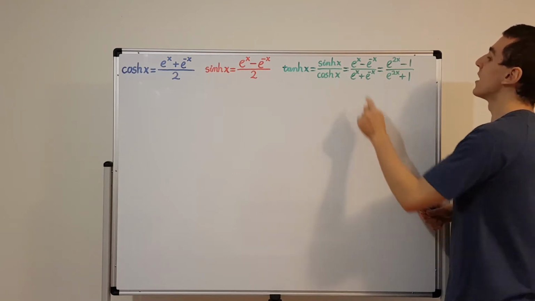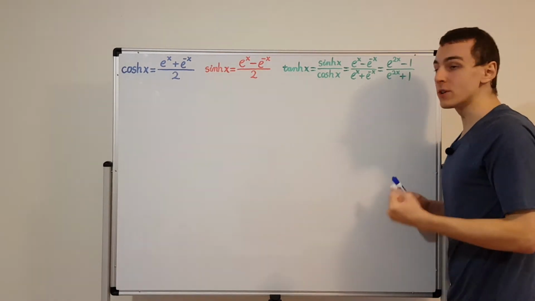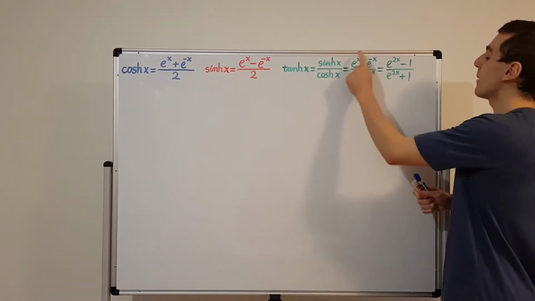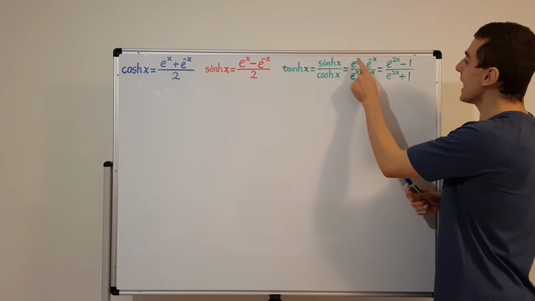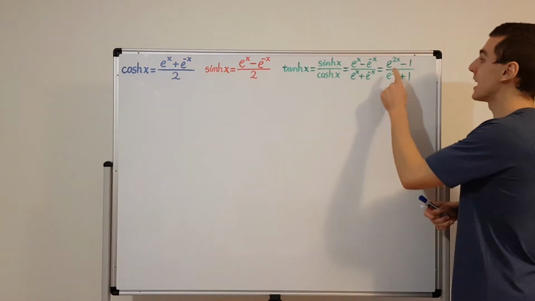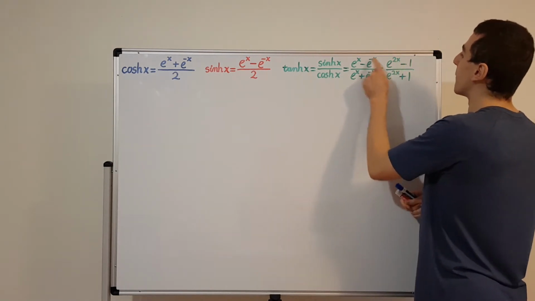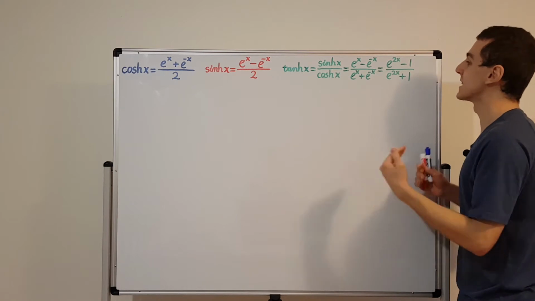We can multiply the numerator and the denominator by e to the x. And if we multiply by e to the x, what's going to happen to these terms? Well, e to the x times e to the x, that's just going to be e to the 2x. That is using exponential laws. So we're going to have e to the 2x. But what's going to happen to e to the minus x when we multiply by e to the x?